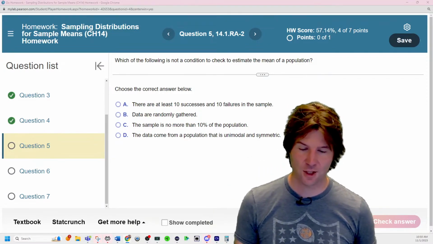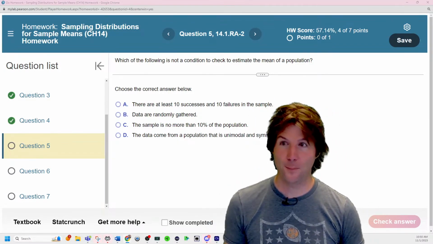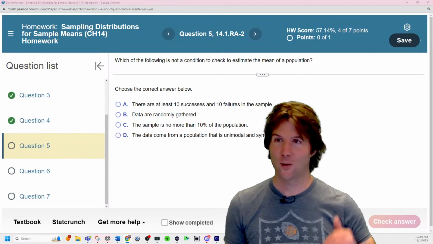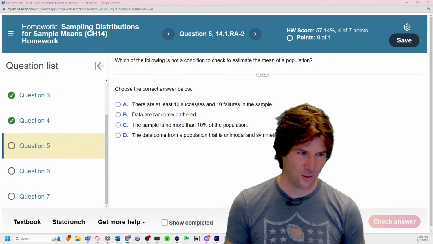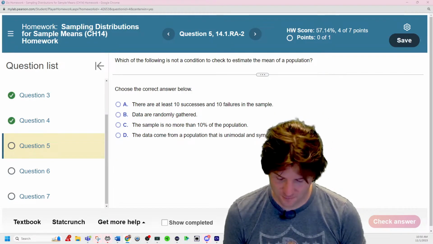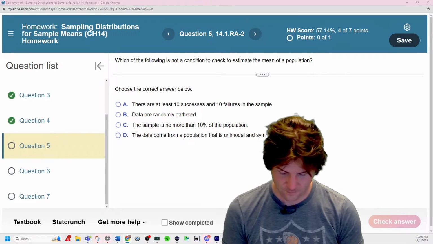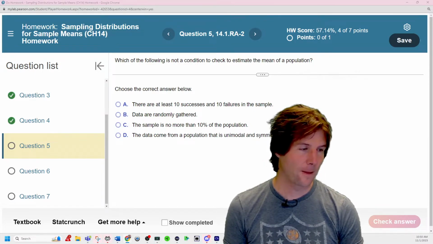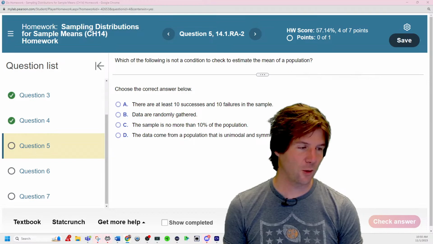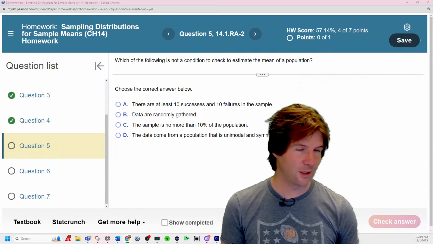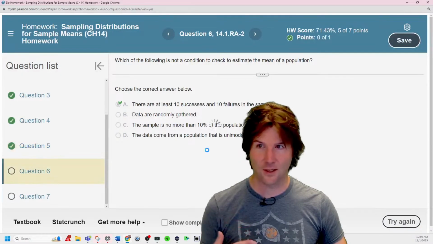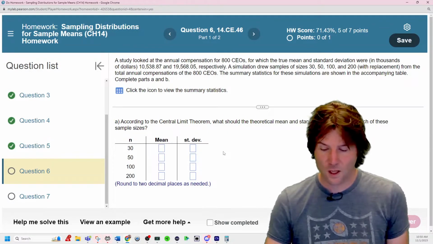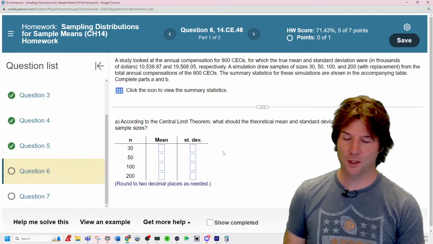What do we got right here? Which of the following is not needed to check the estimate? Well, we're doing means, so which one is not needed? Random, 10%, and then which one of these is not needed? Success, failure. The success-failure condition is only for categorical data, so remember that when you're doing your conditions. We're not checking at least 10 successes, at least 10 failures. It's for categorical data.